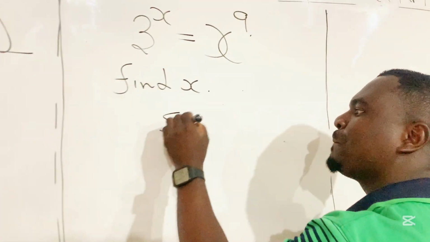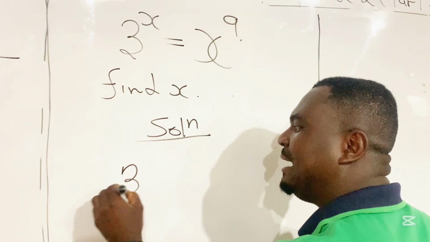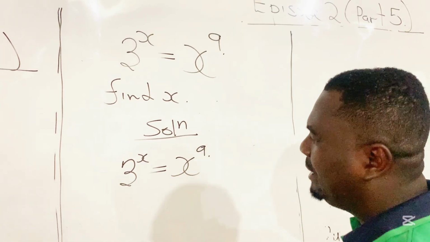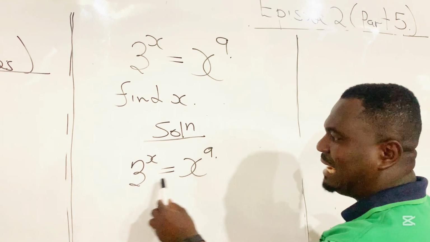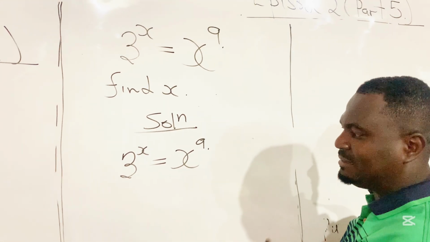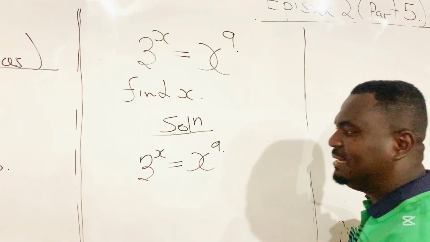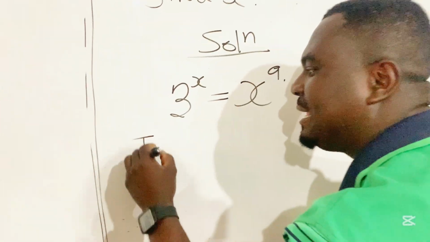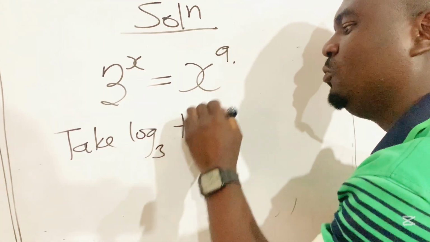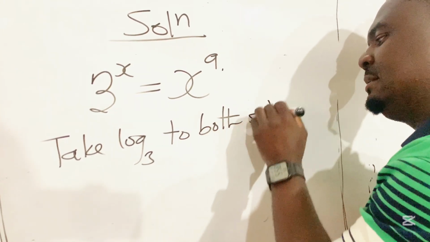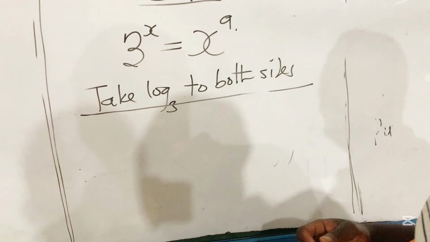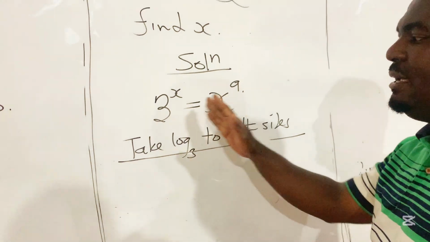So it's very simple. Watch here. You have 3 exponent x equal to x exponent 9. In this case, the bases are not the same, neither are the exponents. So what you're going to do here is take log of base 3 to both sides of the equation.